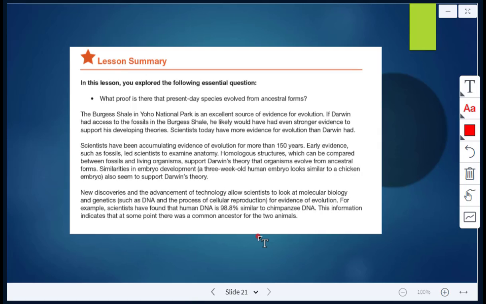And then new discoveries and the advancement of technology allow scientists to look at molecular biology and DNA and the process of cellular reproduction. Scientists have found that human DNA is 98.8% similar to chimpanzee DNA. So this information indicates that at some point there was a common ancestor for the two animals.